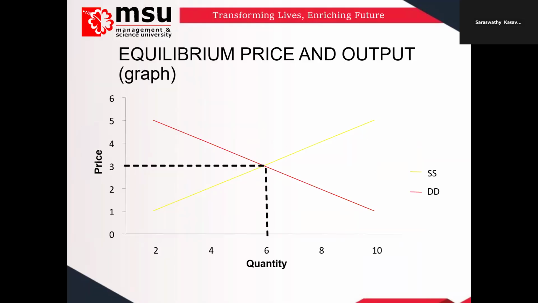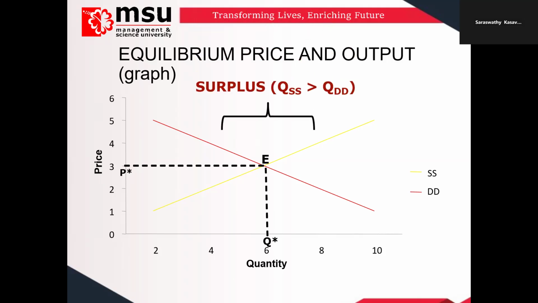Okay. The market equilibrium will happen at this point. The 3 ringgit is called the market price, and 6 units is called the market quantity. Market equilibrium is when the quantity supplied is the same as the quantity demanded. The equilibrium price is P star, and the equilibrium quantity is Q star.